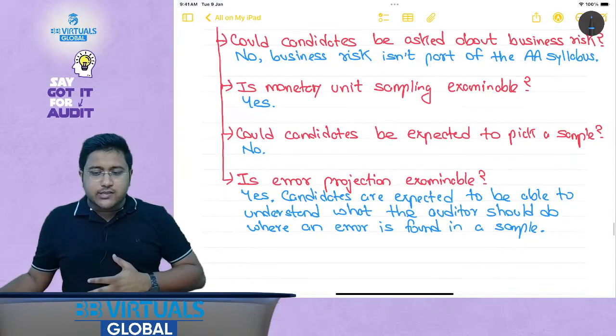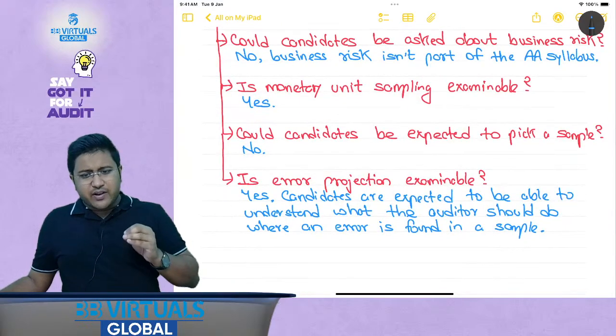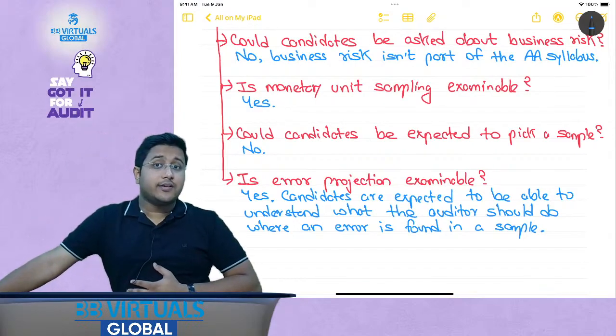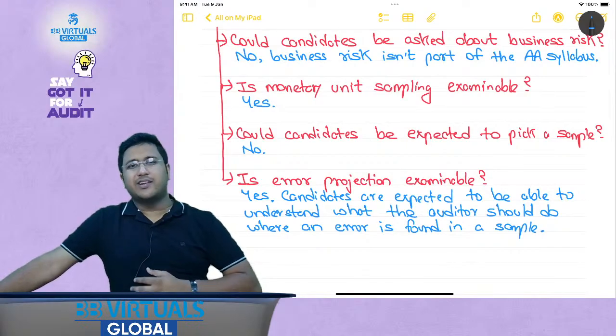Could candidates be asked about business risk? Generally, when I talk about business risk, it is not part of the AA syllabus. So sir, where do we study it? We discuss it in the AAA syllabus. Business risk basically means the operational risk.